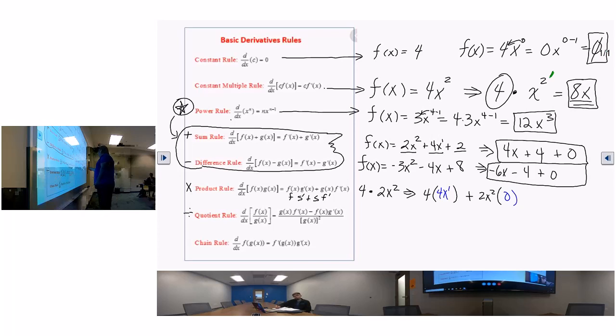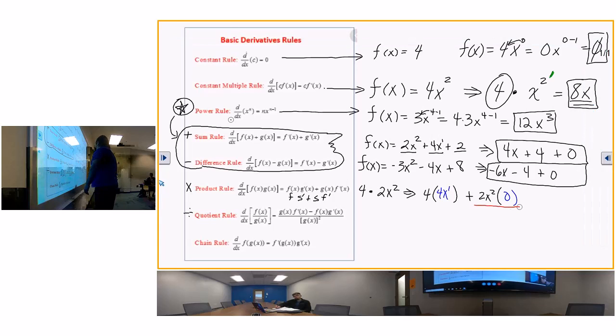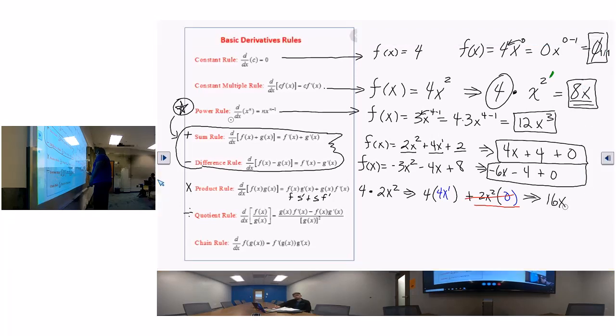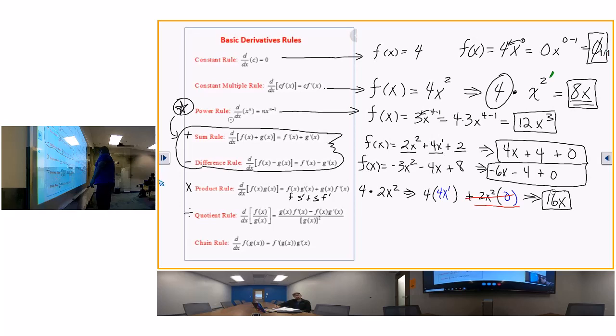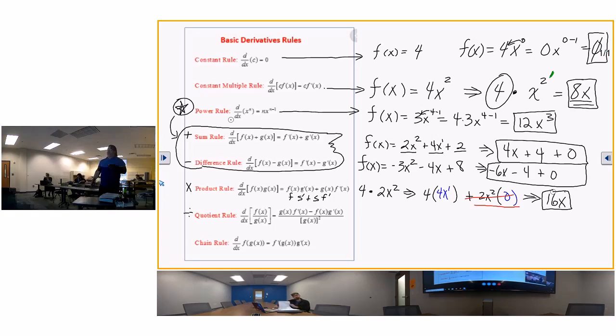And what happens to that second term? What happens to this term? It cancels out, and you're left with 16x. I'm covering this as an introduction right now, okay? This is an introduction of where this test is heading. We are not mastering it all in this class.